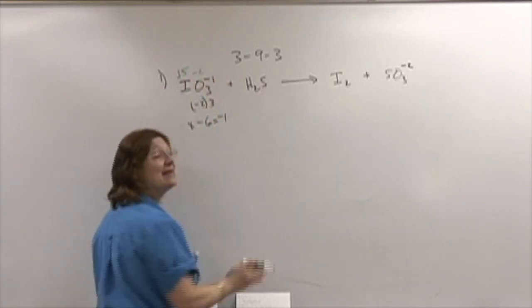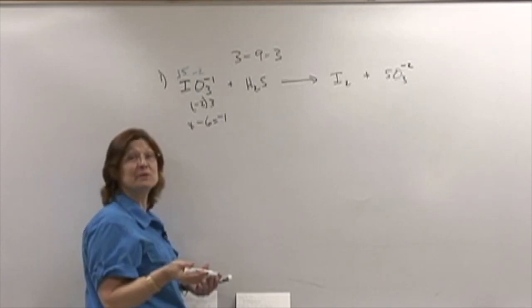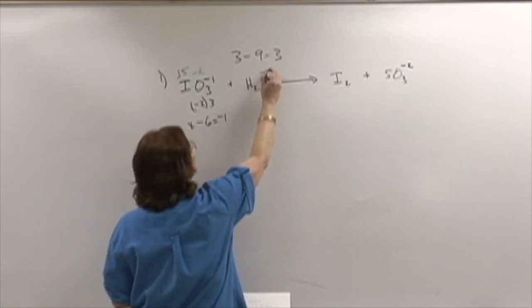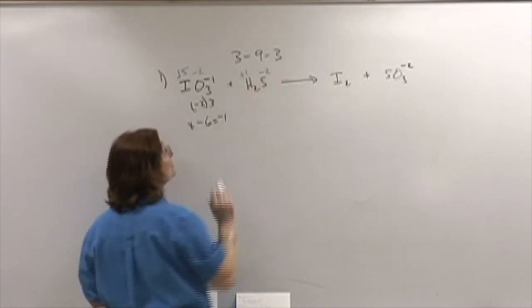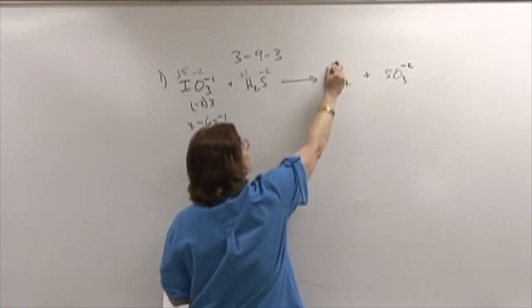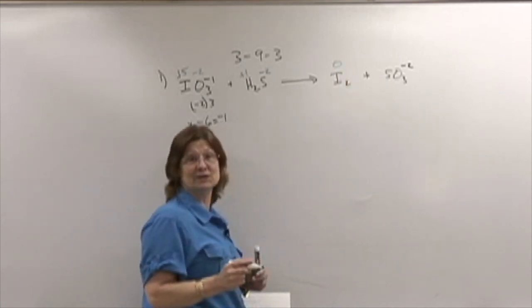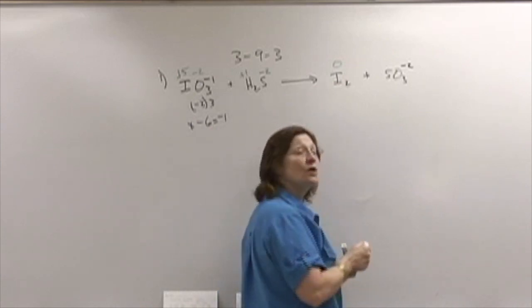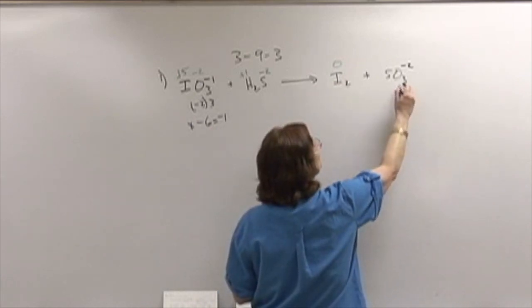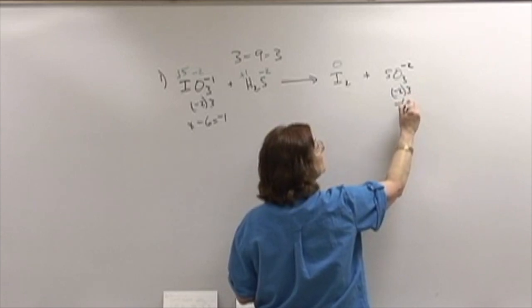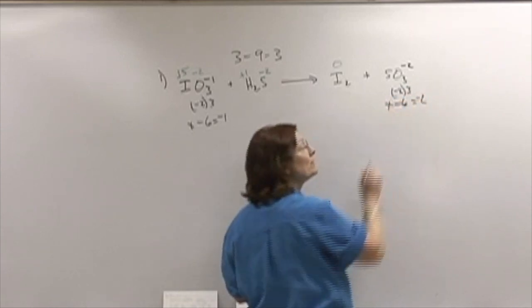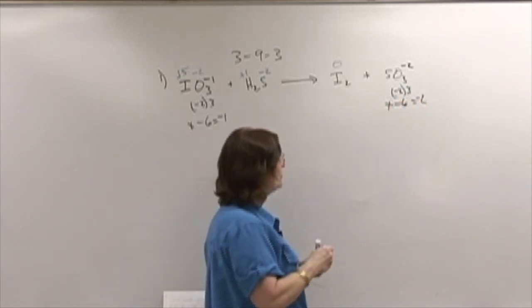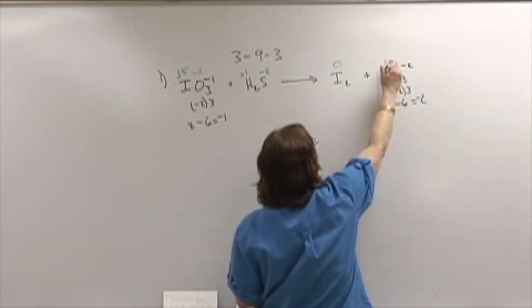Sulfur here is in the negative position, and therefore it follows its periodic position, which is -2, and hydrogen is +1. Iodine here, as a molecule, is 0. Then we have sulfite. Oxygen is -2. There are 3 of them. That gives me a -6. The whole polyatomic ion is -2, and therefore sulfur, in this case, is +4.